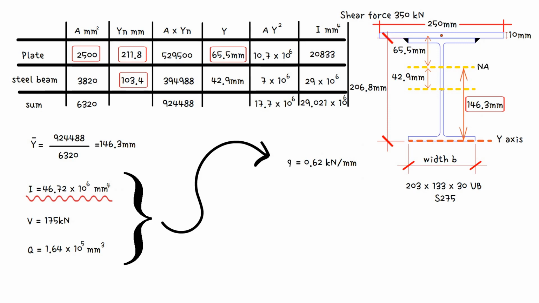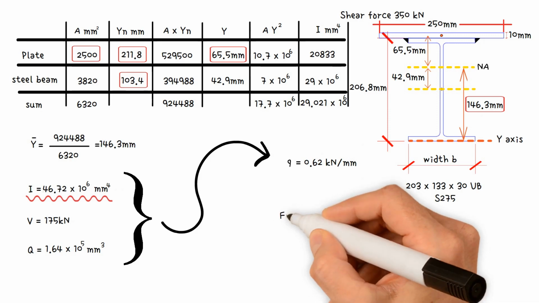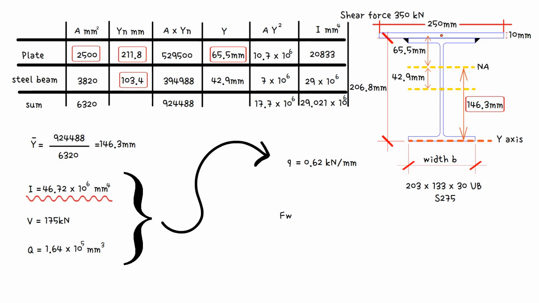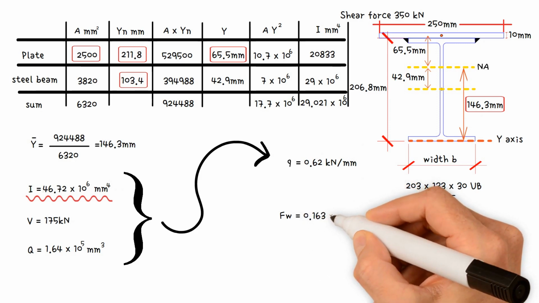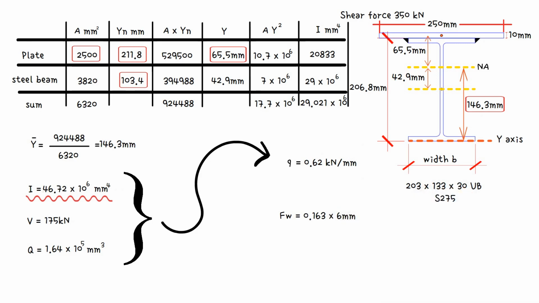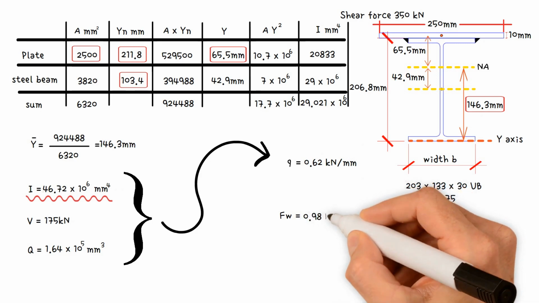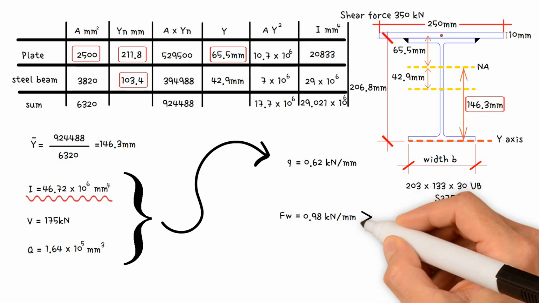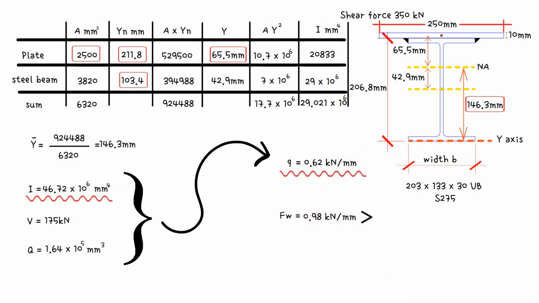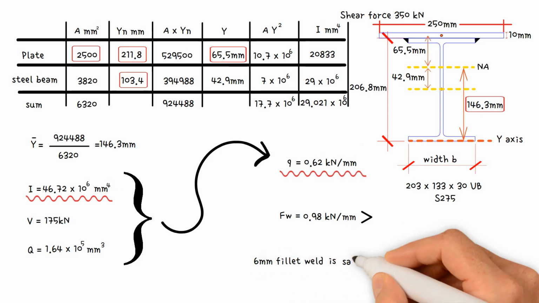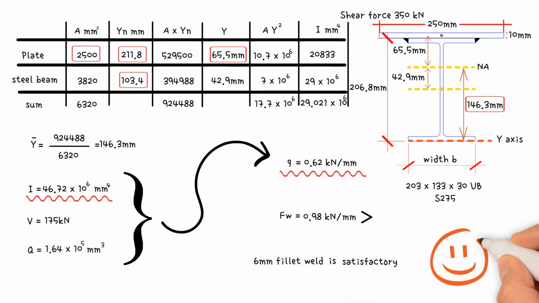Finally, let's look at a 6 mm fillet weld. The strength of fillet weld of leg length 6 mm, for S275, equals 0.163 times 6 mm. This gives us a value of 0.98 kilonewtons per millimeter, which is greater than 0.62 kilonewtons per millimeter. Therefore, a 6 mm fillet weld is deemed satisfactory.